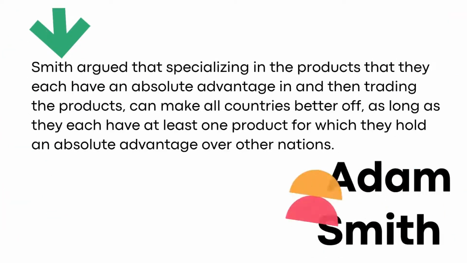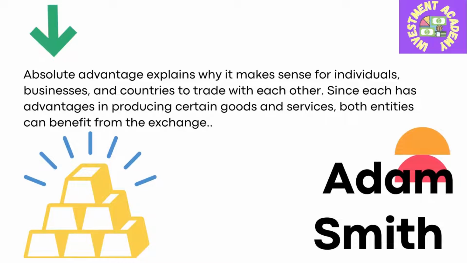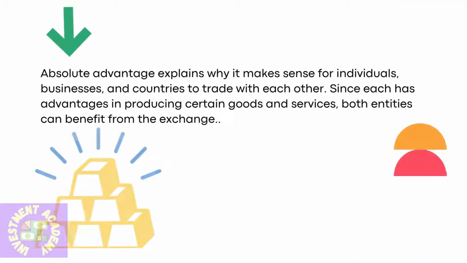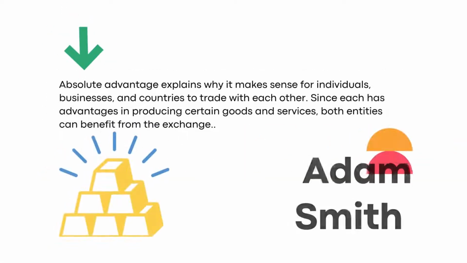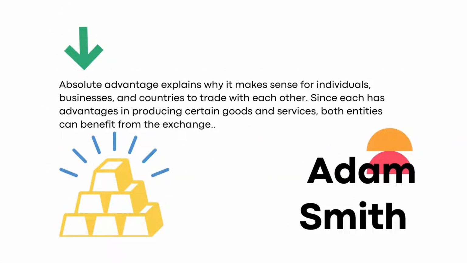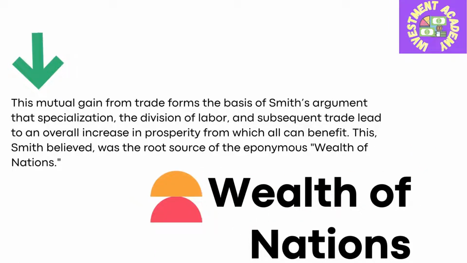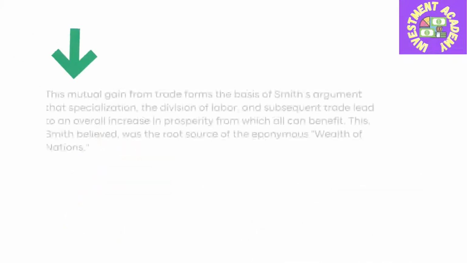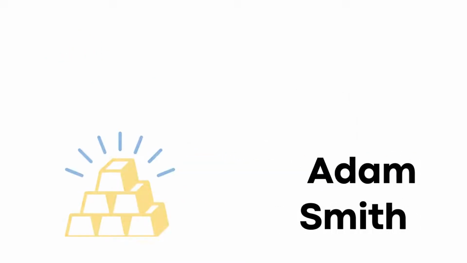Absolute advantage explains why it makes sense for individuals, businesses, and countries to trade with each other. Since each has advantages in producing certain goods and services, both entities can benefit from the exchange. This mutual gain from trade forms the basis of Smith's argument that specialization, the division of labor, and subsequent trade lead to an overall increase in prosperity from which all can benefit. This, Smith believed, was the root source of the eponymous wealth of nations.